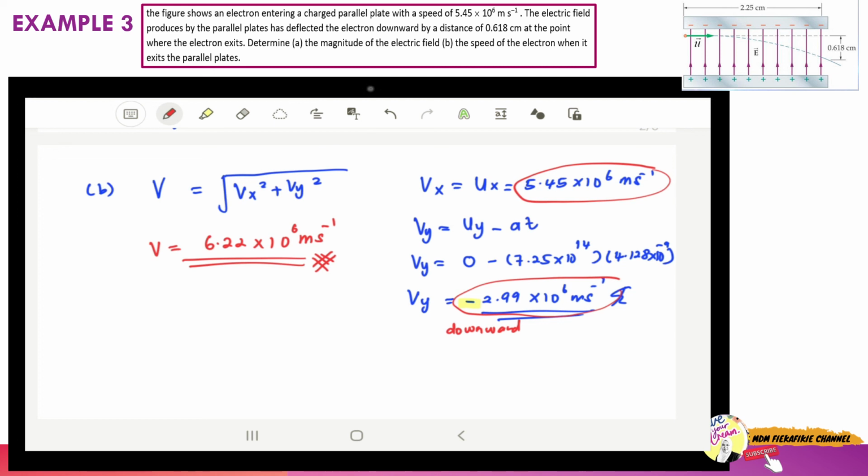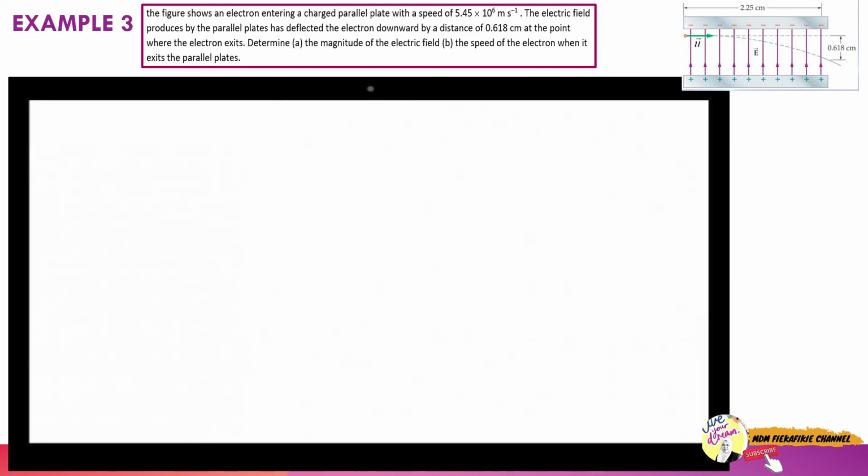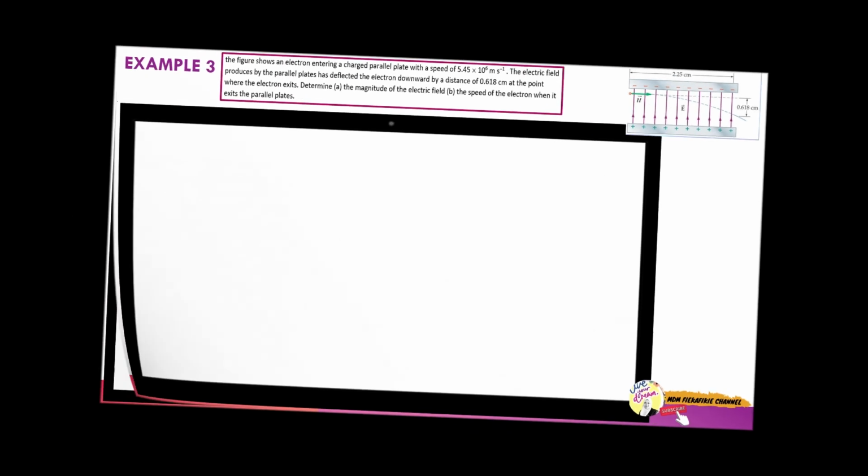So the question asks to calculate the speed of the electron. It wants speed only, not velocity. Speed is a scalar quantity, so I just leave my answer with the magnitude only. No need for direction. So we finish example 3. Let's proceed to the last example.